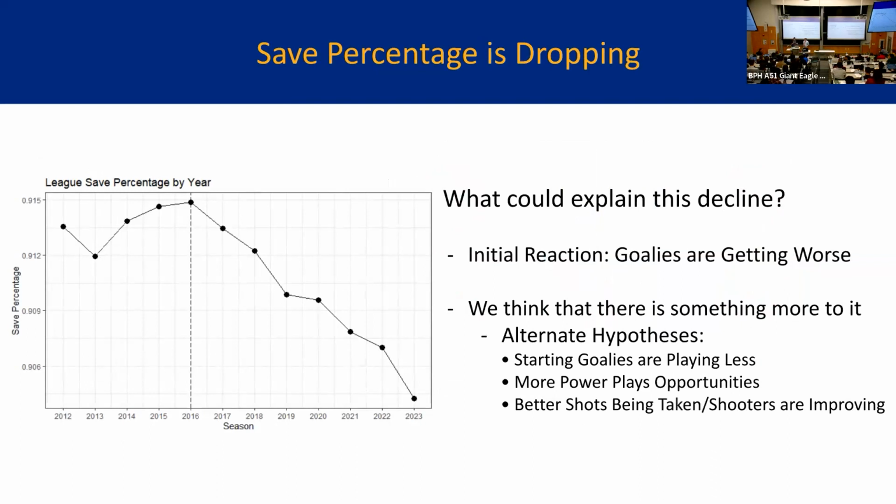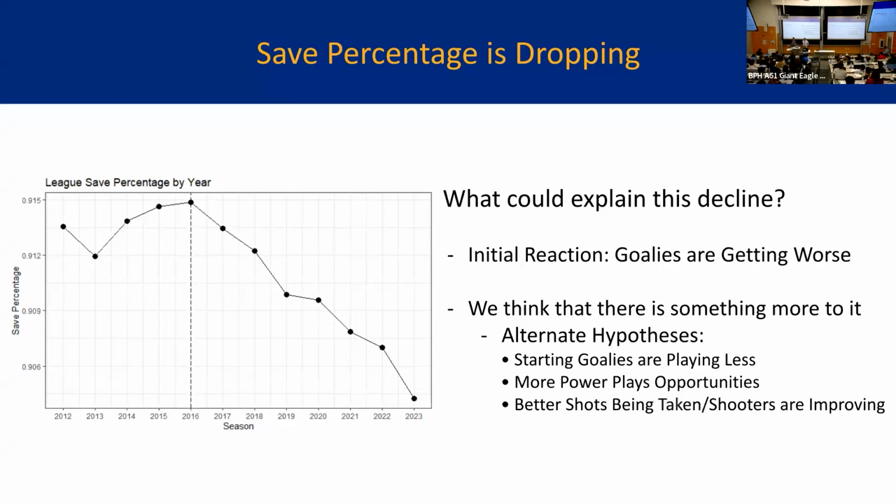An initial reaction that many people might have is that goalies are getting worse. If you have worse goalies, then they're going to let more pucks go through. But that doesn't really seem too logical. It doesn't make sense why goalies as a whole would all be getting worse. So we looked into some alternate hypotheses.